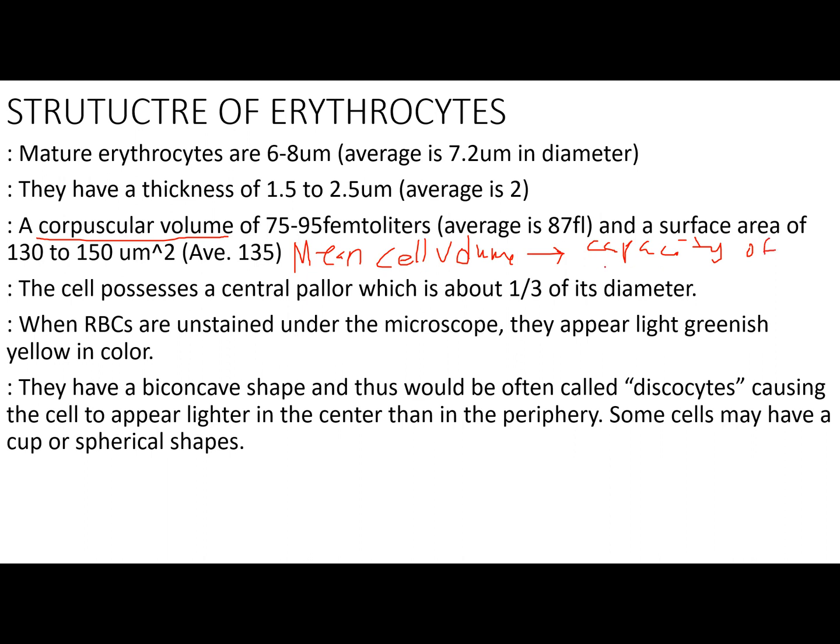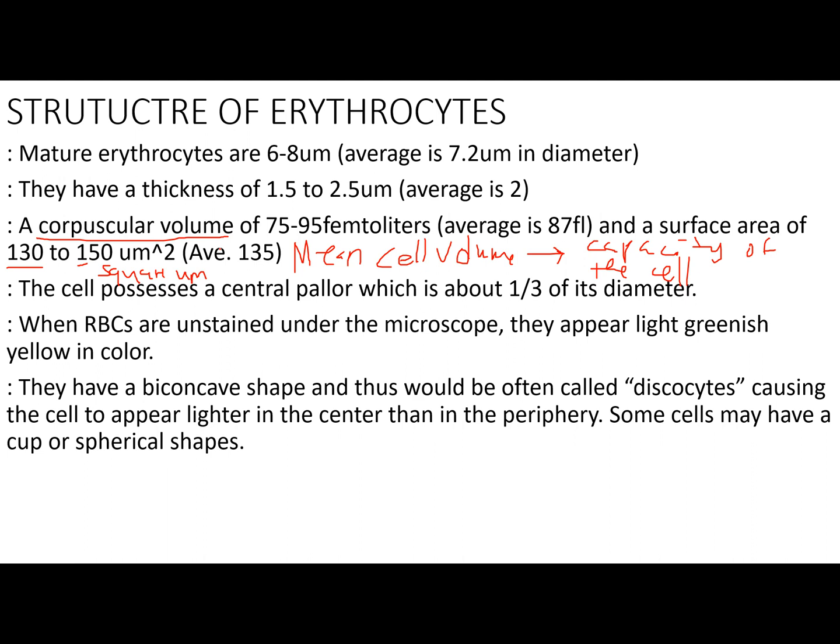Capacity of the cell. Yung kayang laman. The amount that it would carry is between 75 to 95 femtoliters. Average is 87 femtoliters. And they have a surface area of 130 to 150 square micrometer. Di ba yung pag nagsusukat kayo ng lupa, square meter, ganon.